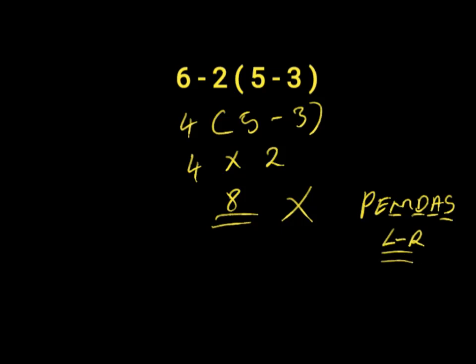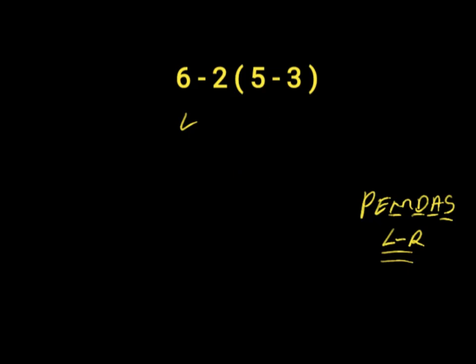Let us solve the right answer to this question. First of all, we are going to work with our parentheses, which is 5 minus 3. 5 minus 3 will give us 2. Then we have 6 minus 2 times 2. Remember, if a number is close to a parenthesis, note that there is a multiplication sign in between.